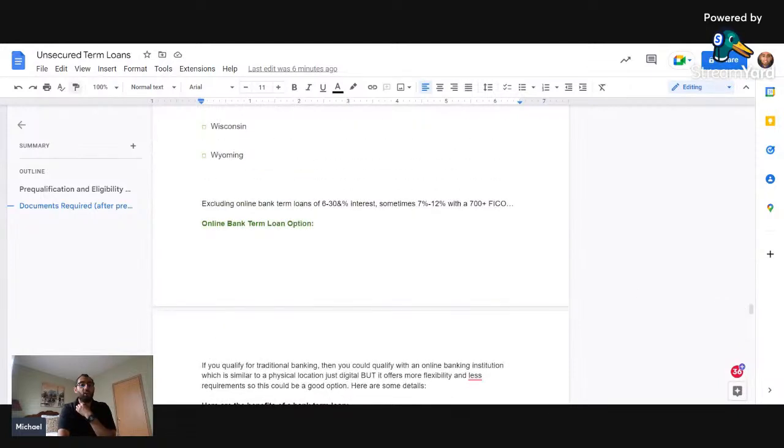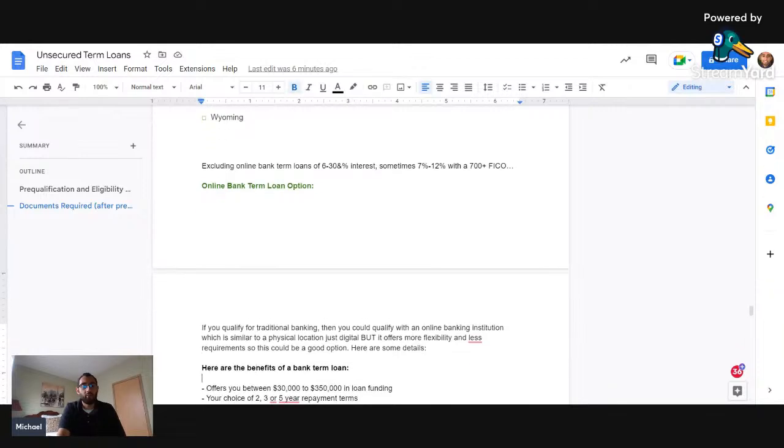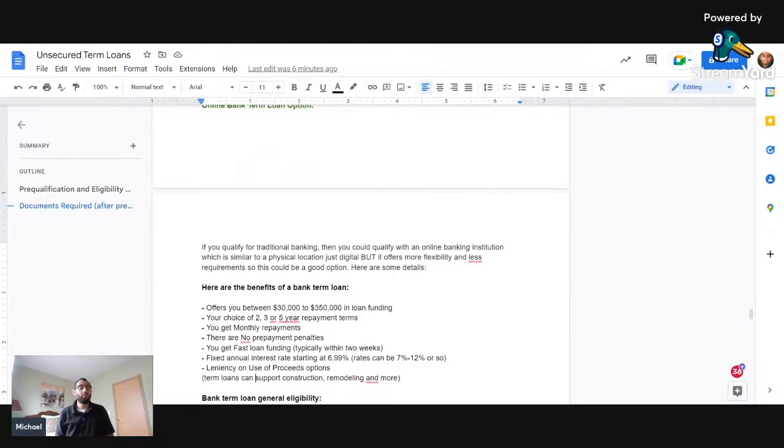And then there's also an online bank term loan. If you qualify for traditional banking, then you could qualify with an online banking institution, which is similar to a physical location. It's just digital, but it offers more flexibility and fewer requirements. So this could be a good option. It could come with collateral, maybe a lien on your property or on all business assets. So maybe that doesn't sound as attractive to you. Not in all cases, but they'll usually look at that and put a lien on that. It's an online bank term loan, so that's expected.